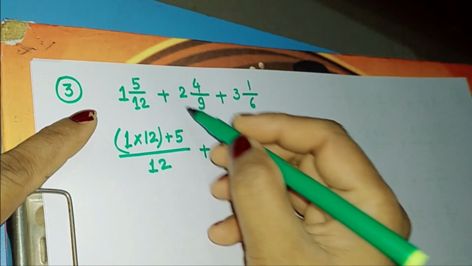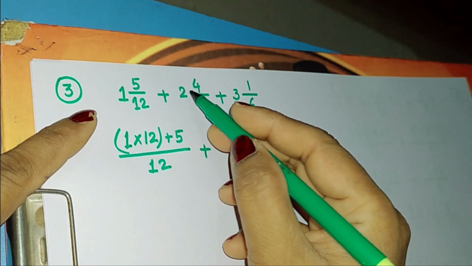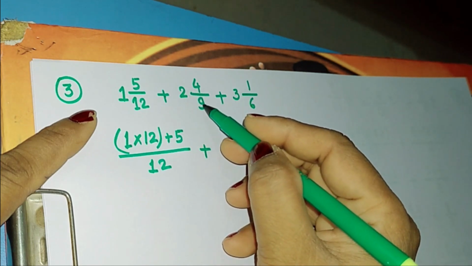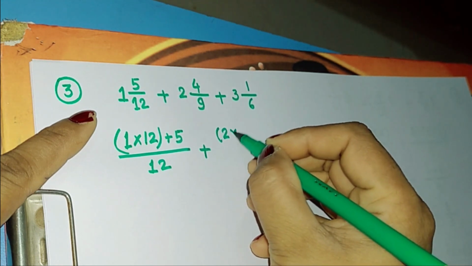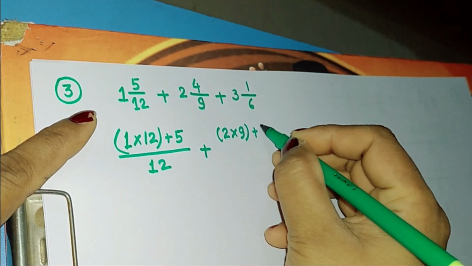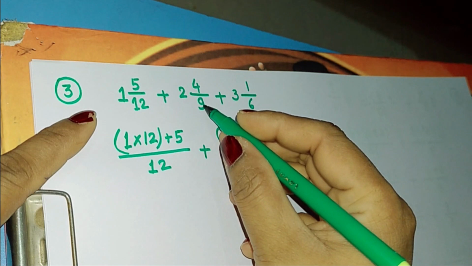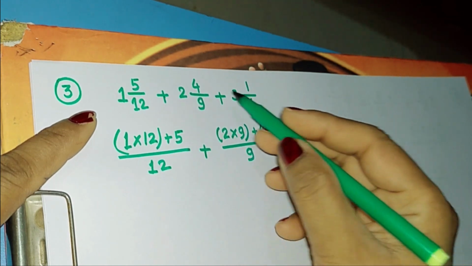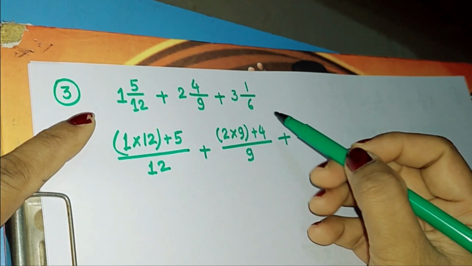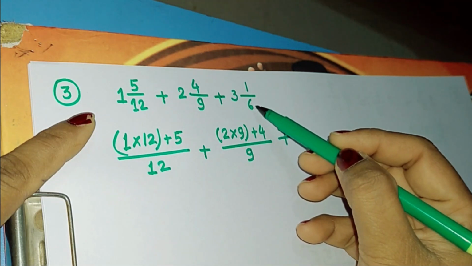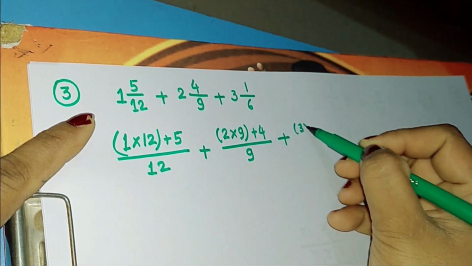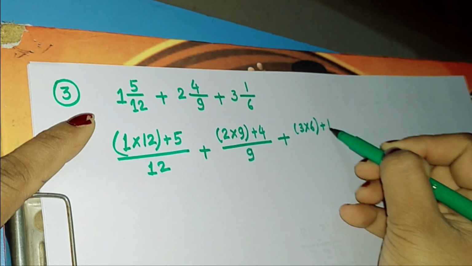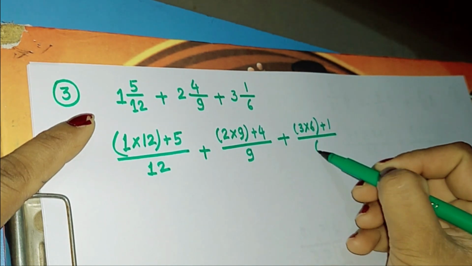Then this plus is here. Next we need to multiply this 2 by 9 and then we need to add this 4. So here we will write 2 cross 9 plus 4. We will keep the denominator as it is. Next, this plus is here. Next, we need to multiply this 3 by 6 and the answer will get added with this 1. So here 3 cross 6 plus 1. We will keep the denominator as it is.